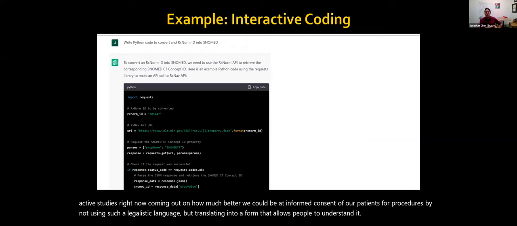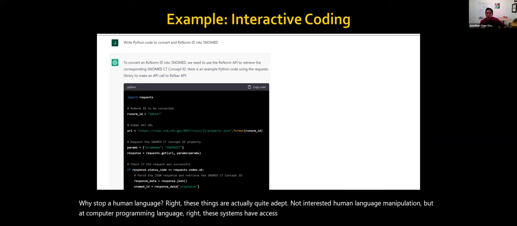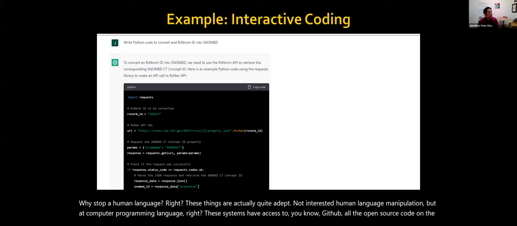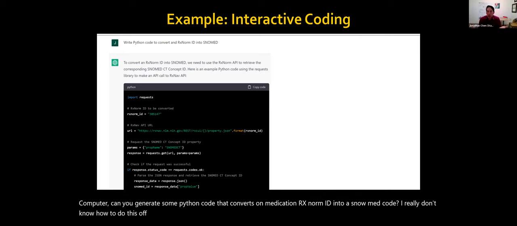Why stop at human language, right? These things are actually quite adept, not just at human language manipulation, but at computer programming language. These systems have access to GitHub, all the open source code on the internet. Computer, can you generate some Python code that converts a medication RxNorm ID into a SNOMED code? I really don't know how to do this off the top of my head. I would have to go study some web pages to figure it out. But here, it just generates that out of the box.